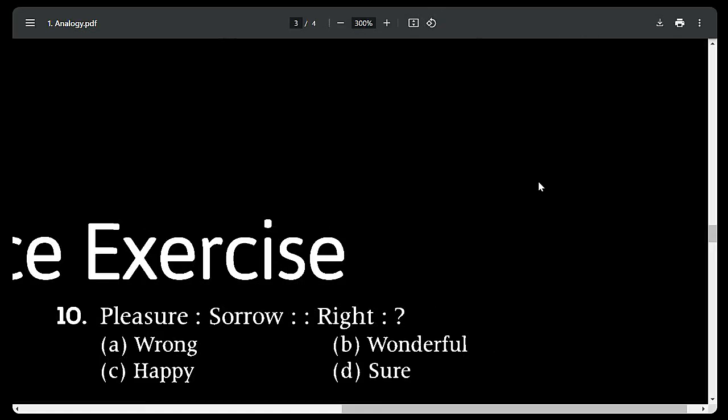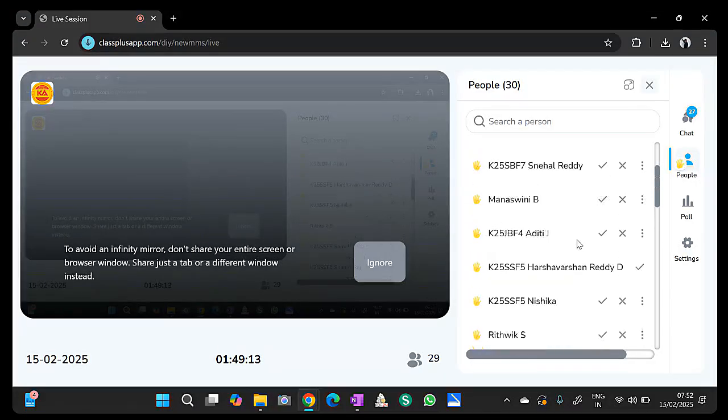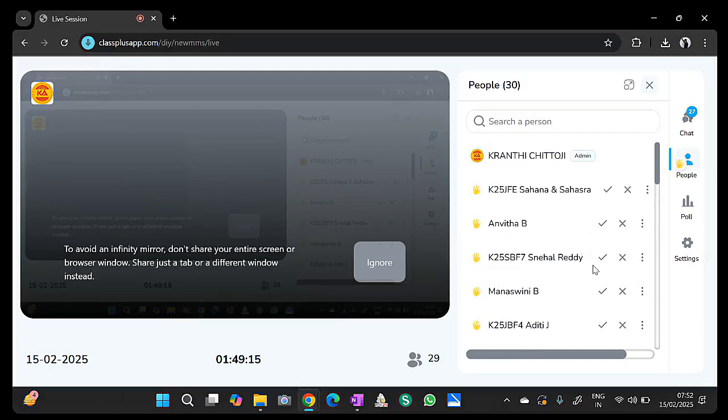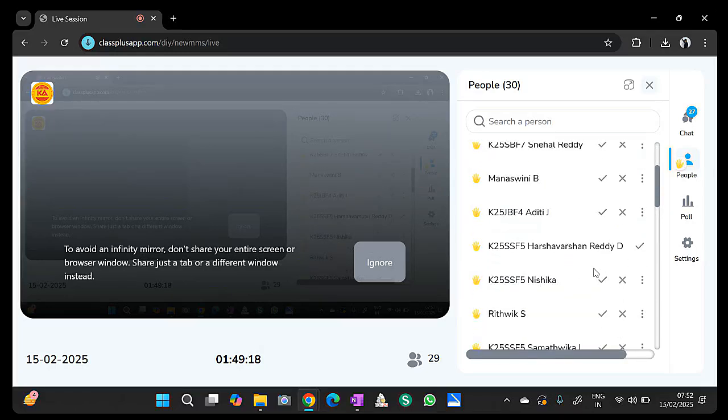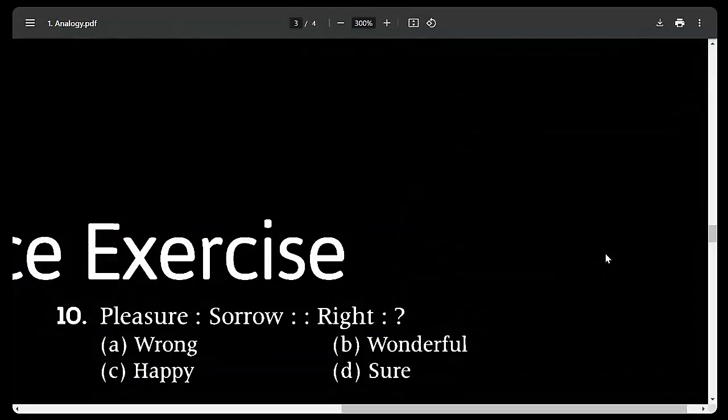Pleasure is to sorrow as right is to dash. Pleasure is to sorrow as right is to dash. Who will explain this? Sahana, Anvita, Snehal, Manaswini, Aditi. Daksh, can you answer this? Sir, option A. Can you say the relation exactly? Pleasure is the opposite of sorrow.